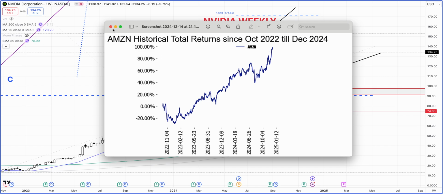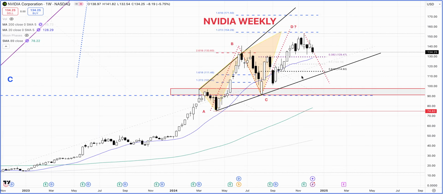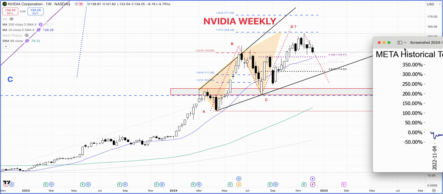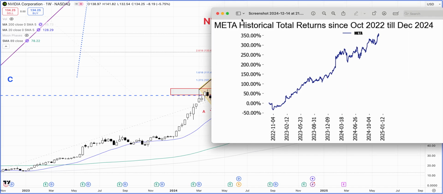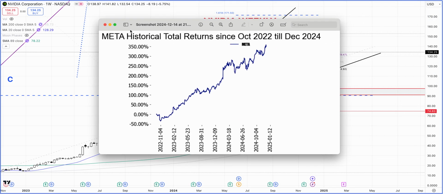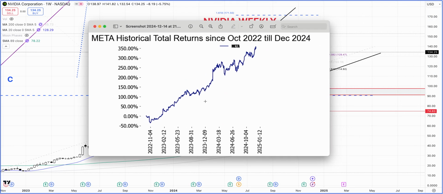This is where 100% returns are coming in for the investors. Now, this is one of my favorite ones, and this is Meta. The Meta stock has had a big turnaround, and you can see that the Meta stock at one point was returning negative, moving into October of 2022. And then there was a big turnaround.